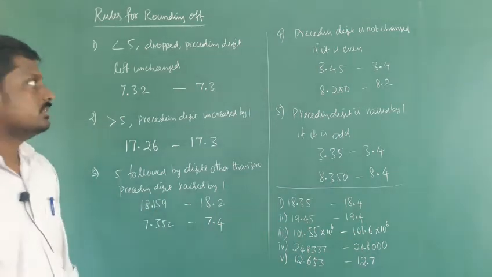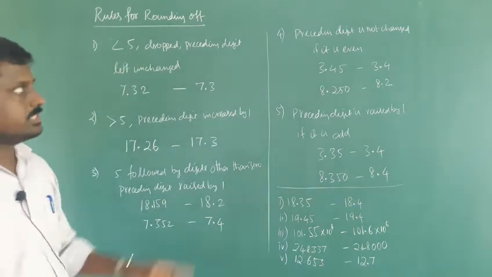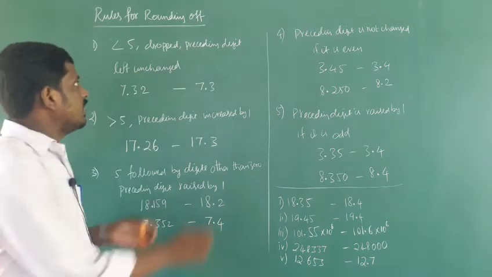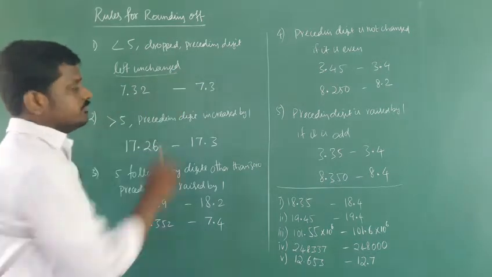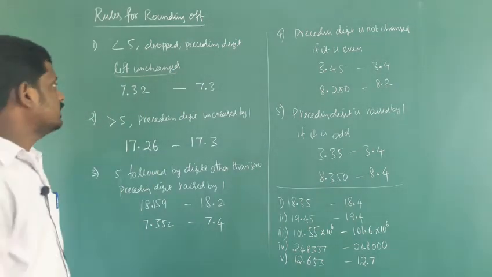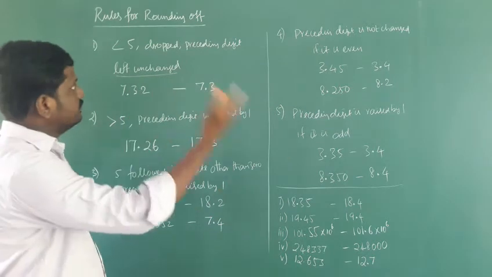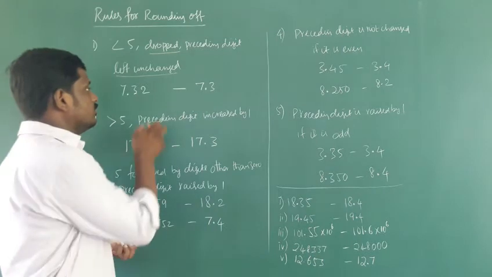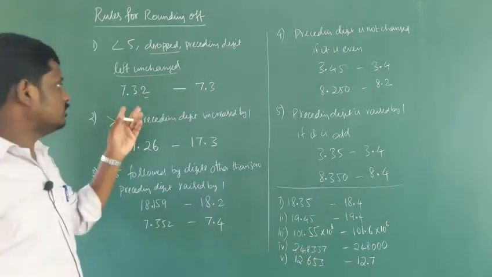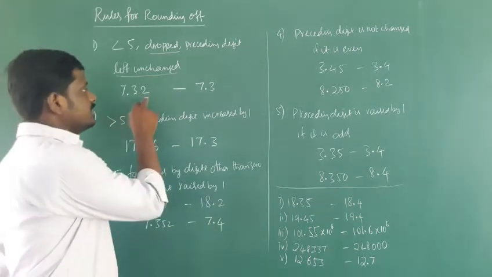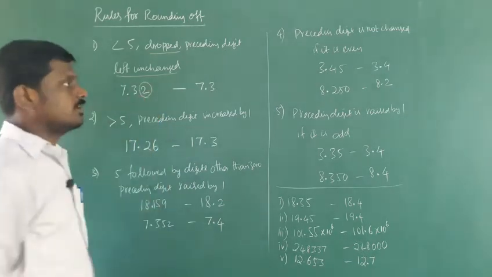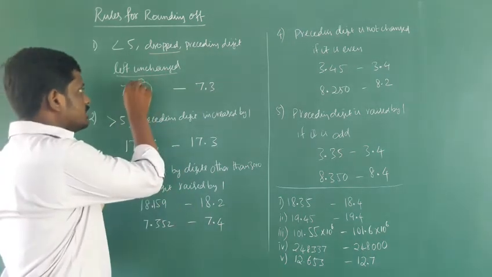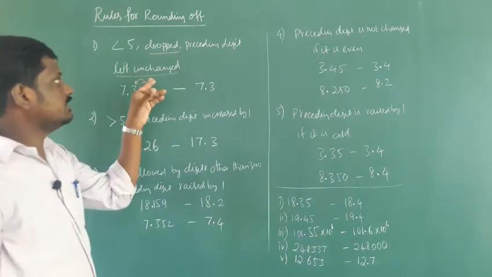First rule: if the digit to be dropped is less than 5, the preceding digit is left unchanged. For example, I am going to round off up to 2 significant figures. The digit to be dropped is 2, which is less than 5, so the preceding digit, 3, is unchanged.